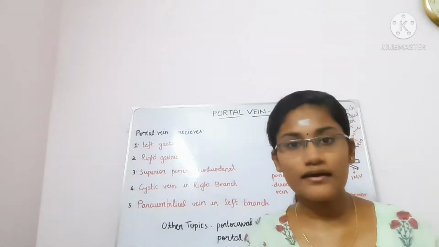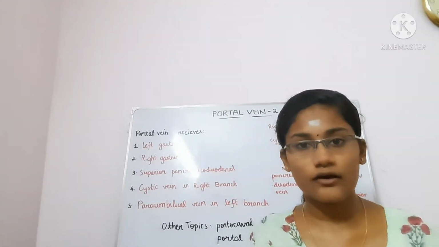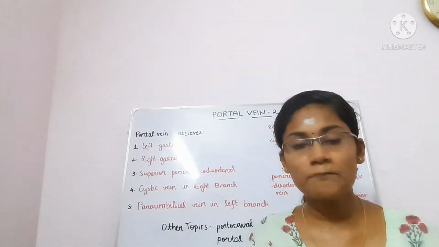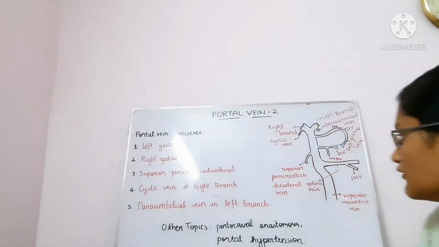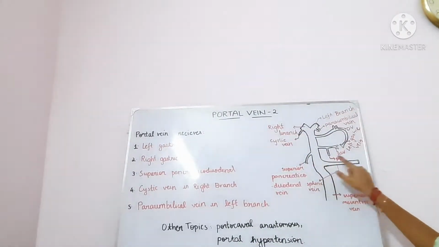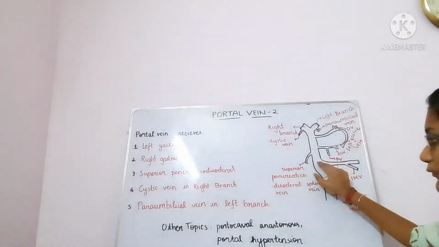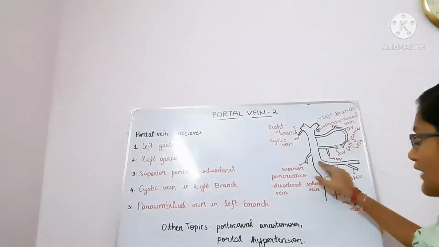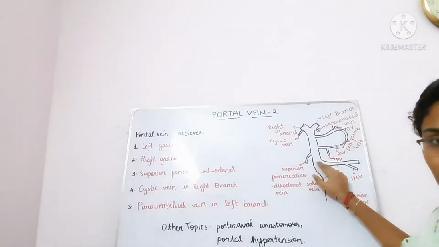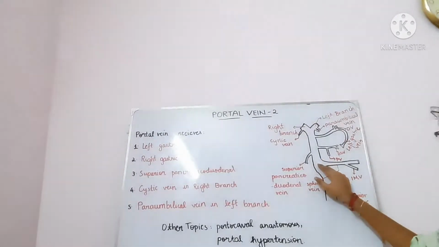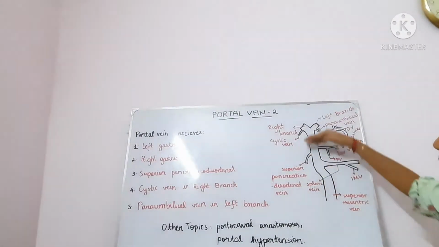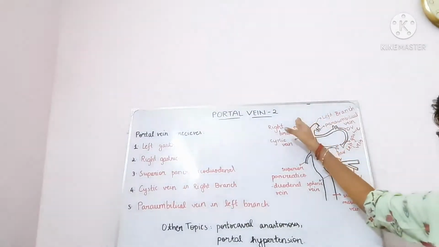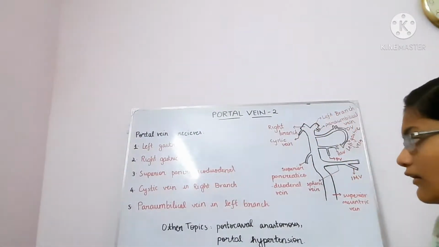Actually, the portal vein is the union of the superior mesenteric vein and the splenic vein at the level of the second lumbar vertebra behind the neck of the pancreas. So this is the superior mesenteric vein and this is the splenic vein. Their union is over here, and here is where the portal vein gets formed, behind the neck of the pancreas at the level of vertebra L2. Above this is the portal vein, which goes to the liver and divides into a right branch and a left branch.